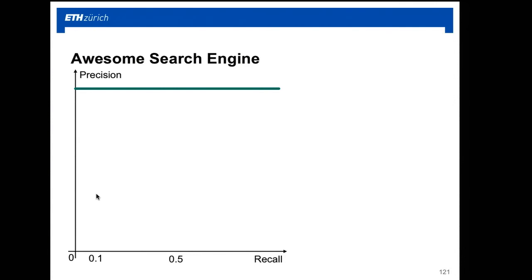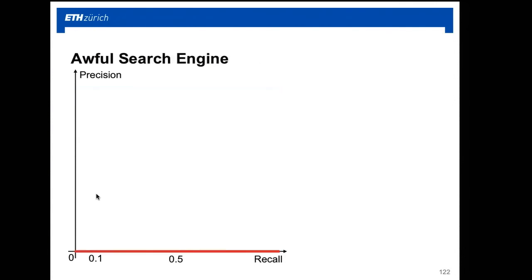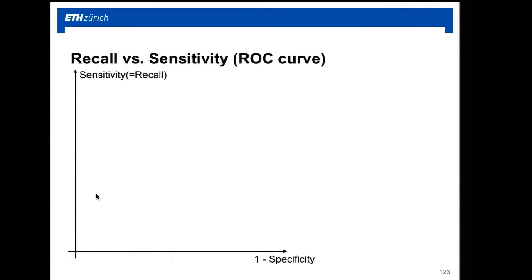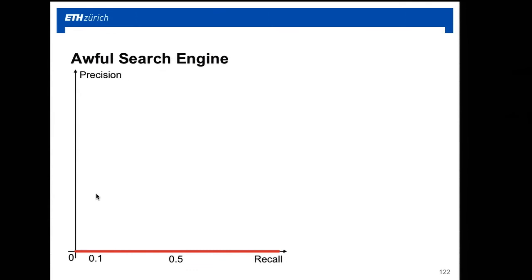So this is an awesome search engine. This is an awful search engine, right? You basically keep returning documents that are irrelevant. Once in a while, you return a relevant one, but it's just lost in the irrelevant documents. That's one curve. It's the precision against recall.